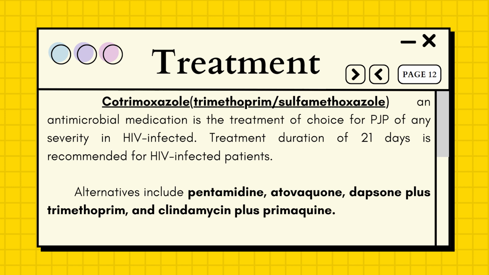And now for the treatment of the pathogen, we have the first drug of choice, which is cotrimoxazole or the combination of trimethoprim and sulfamethoxazole. This is an antimicrobial medication treatment for PJP or Pneumocystis jirovecii pneumonia of any severity in HIV-infected patients. A treatment duration of 21 days is recommended for HIV-infected patients. For the alternative medication, this includes pentamidine, atovaquone, dapsone plus trimethoprim, and clindamycin plus primaquine.